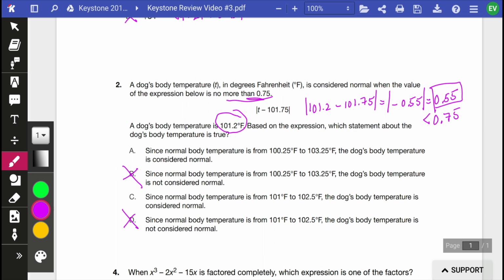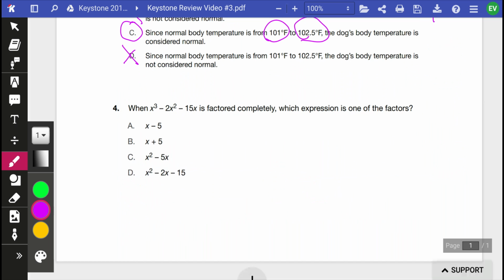We can figure out the other pieces because we have 101.75 plus 0.75, which gives us 102.5, and I see that right here. We can also subtract that 0.75, which makes it 101. So therefore, C is the correct answer. So there are two ways to look at this and two ways to get at the right answer for this one.